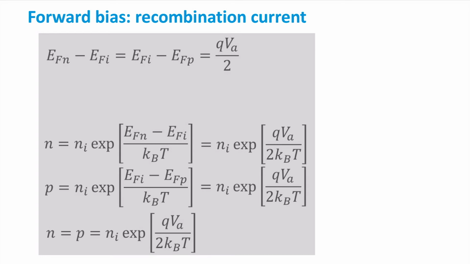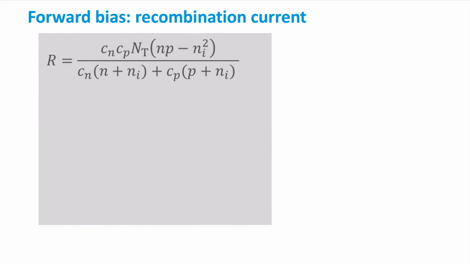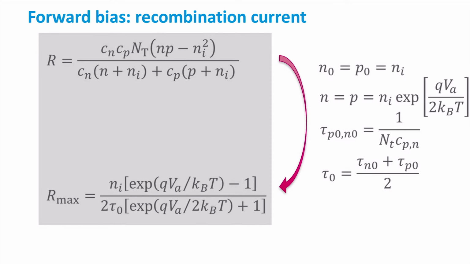It is important to note that this is only true for trap states at the center of the band gap. If this is not the case, the relations for the carrier concentrations will look somewhat different and, above all, are not equal to each other. When we again look at the recombination rate, we can simplify this for the forward bias case. We will not go through it step by step, but the steps are essentially the same as for the reverse bias case.